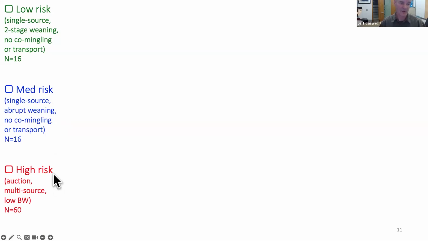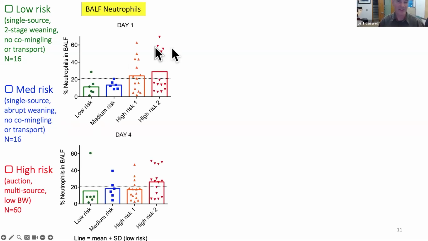And then we had a larger group of what we've called high risk calves. And again, these were auction calves, very similar to the previous study. I should say the analysis of this data is still underway. So these are just preliminary findings, and I don't have the final result of this yet. But here are a few data.